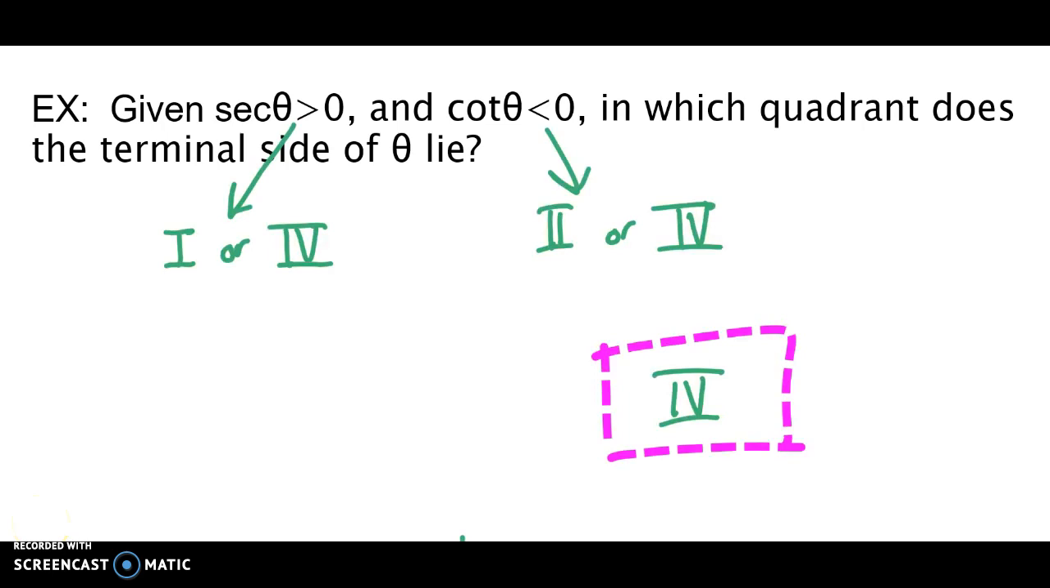All right, so the correct answer here is quadrant 4. Think about where secant of theta being greater than 0 has to lie, and then where cotangent of theta less than 0 has to lie. So the only thing that they share in common would be quadrant 4.